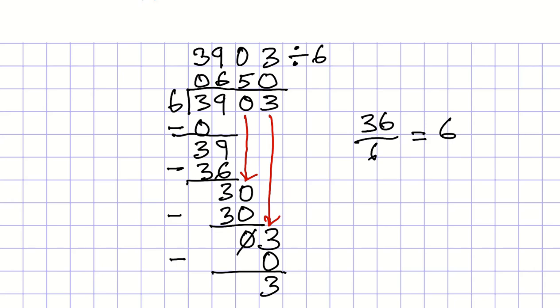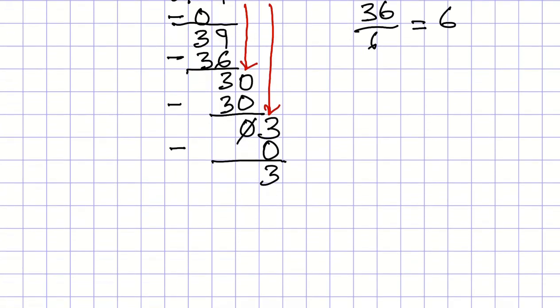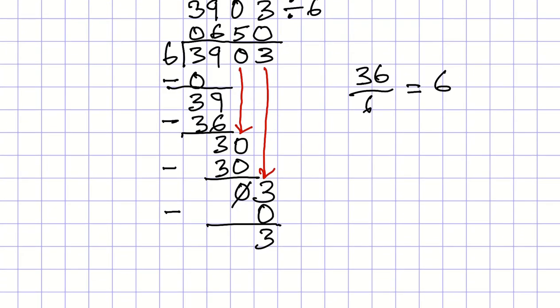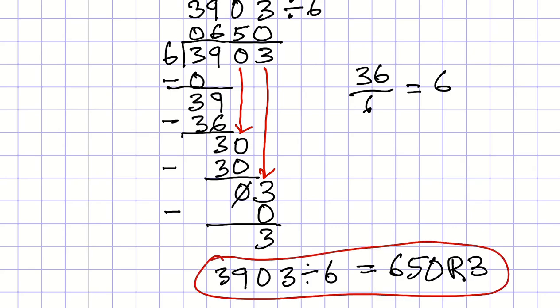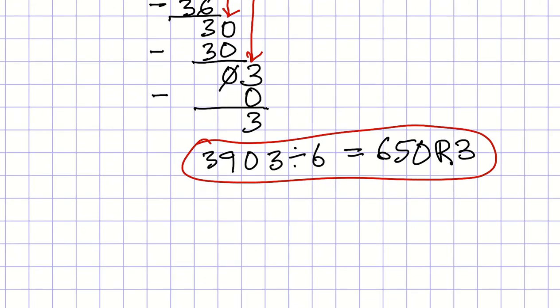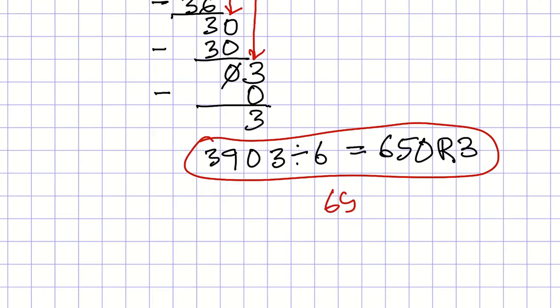You see? So we're done. Our solution now is 3903 divided by 6 is equal to 650 remainder 3. That's our solution. You see that? So that's how you do it. If you don't do it right, you may end up thinking the solution is 65, which is wrong. Solution is not 65.